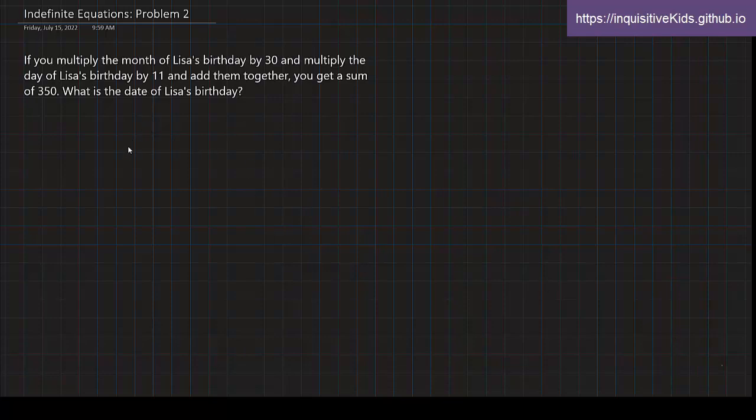First, let's begin by writing down that indefinite equation. We can set her month as M and her day as D. So 30M, the multiplication sign is omitted, plus 11D is equal to 350. Now, over here let's see what makes the most sense.